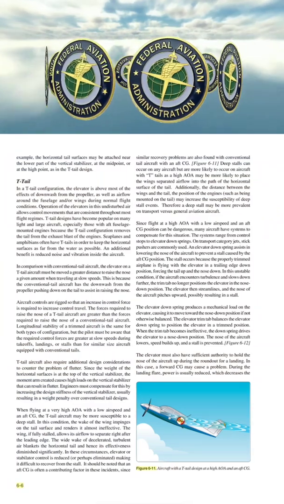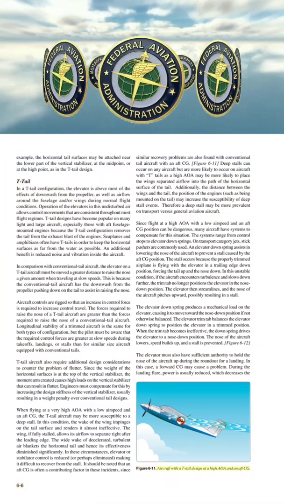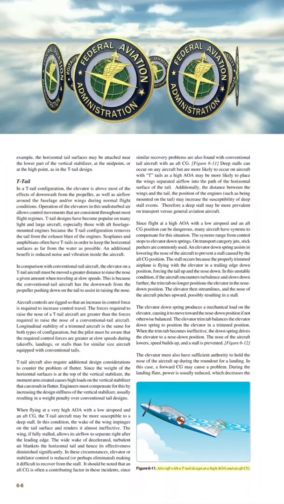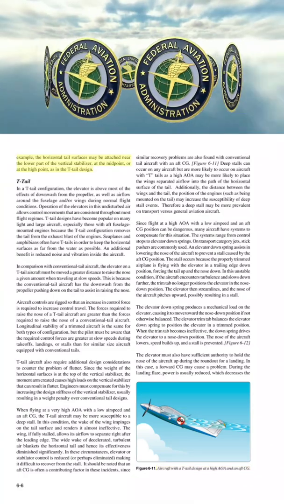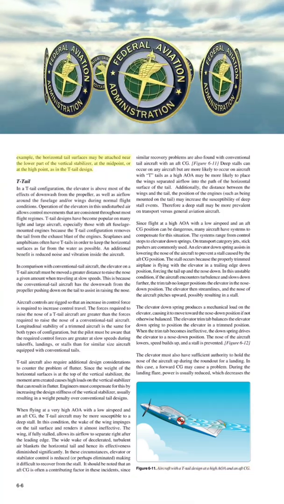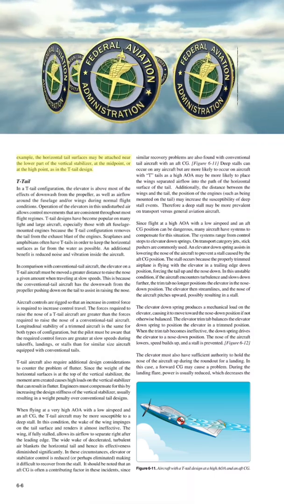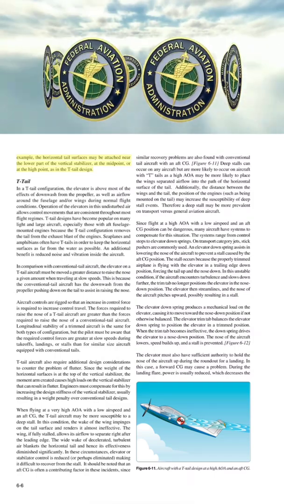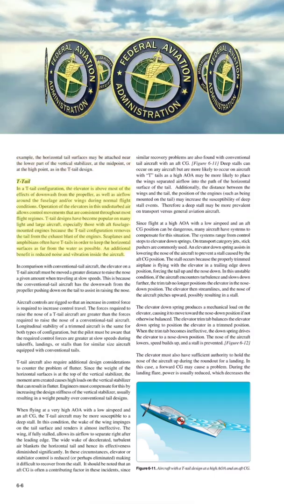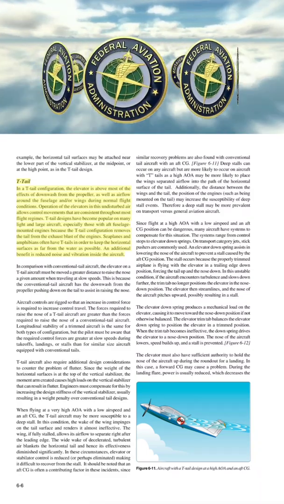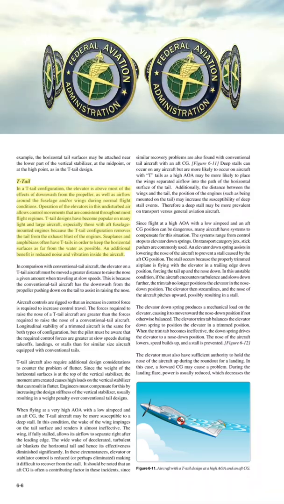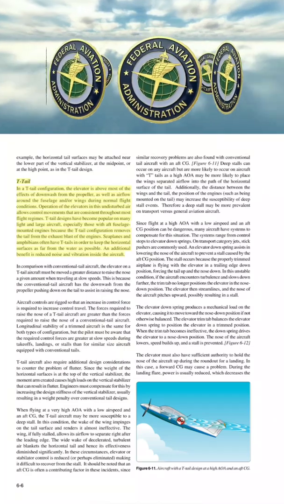Figure 6-11. Aircraft with a T-tail design at a high AOA and an aft CG. For example, the horizontal tail surfaces may be attached near the lower part of the vertical stabilizer, at the midpoint, or at the high point, as in the T-tail design. T-tail. In a T-tail configuration, the elevator is above most of the effects of downwash from the propeller, as well as airflow around the fuselage and/or wings during normal flight conditions.